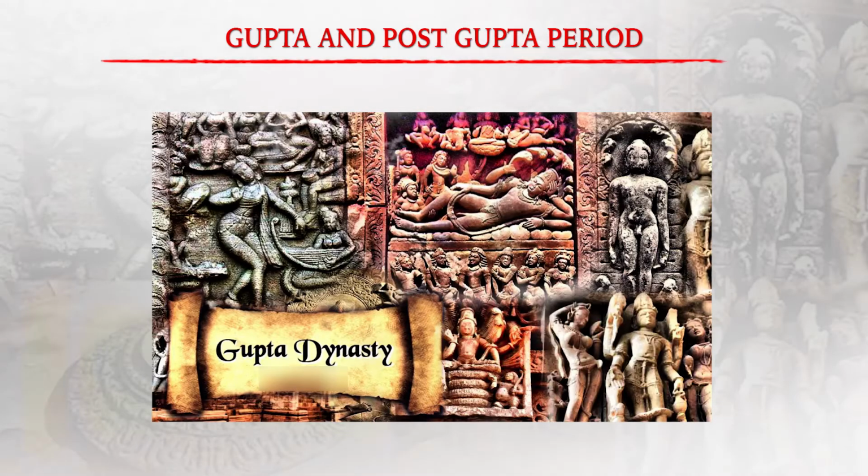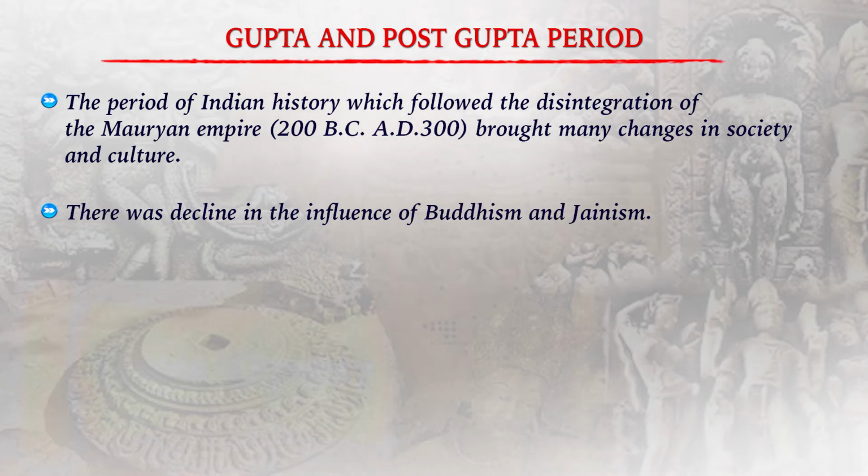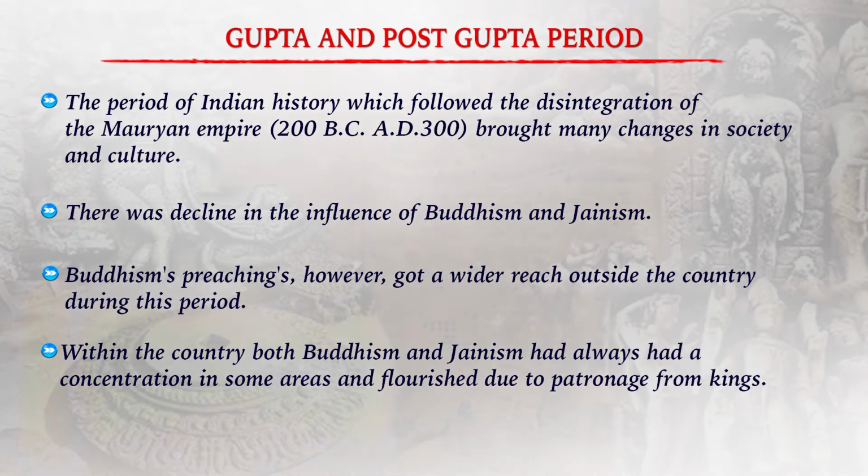village structure. Now, let us discuss the changes in society in the Gupta and the post-Gupta period. The period of Indian society which followed the disintegration of the Mauryan Empire brought many changes in the social and cultural structure. There was a decline in the influence of Buddhism and Jainism. We know that Buddhist preachings got a wider reach outside the country during this period, and within the country, both Buddhism and Jainism had always concentrated and flourished in certain areas due to patronage from the king.